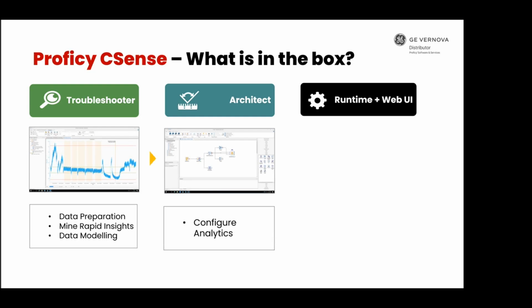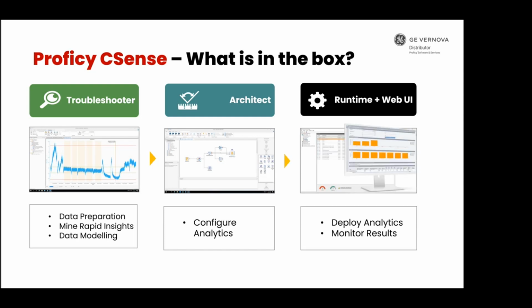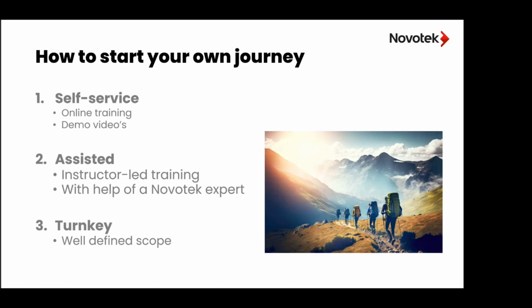Then Cameron also showed the architect. The architect is used to build the end solution in order to connect to incoming data signals and also outgoing data signals. This solution can then be put in runtime to deploy it. And then there is also a web user interface, which was shown either to monitor the behavior or to make some configuration changes. So Proficy CSense is a package which is commercially available, but still you have different choices for how you can start your own journey and how you can start to work with that.